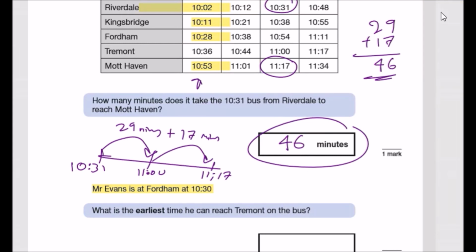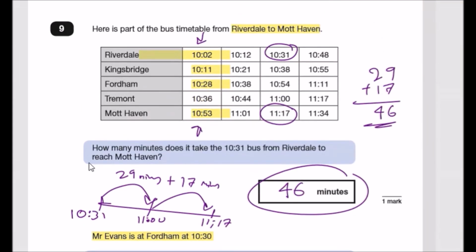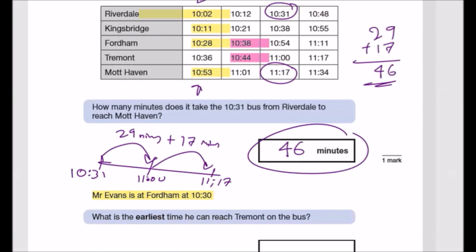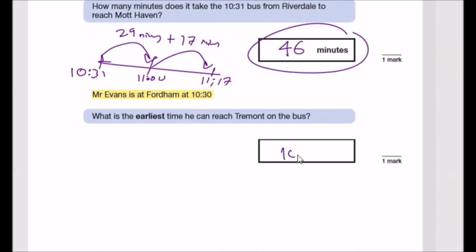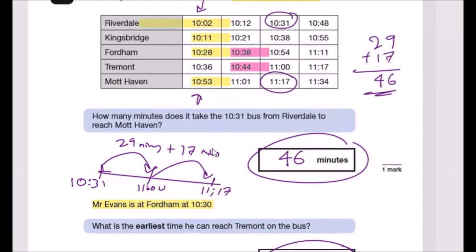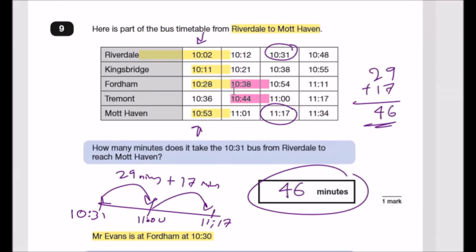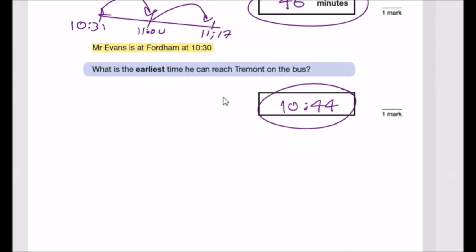Let's have a look. So if he's at 10:30, means he has to catch the 10:38 bus. That means the earliest he can arrive seems to be 10:44. Yep, seems okay to me. So you always pick the earliest. So if it's 10:30, you can't go back in time. You have to go the next earliest, which is that bus to arrive at this time. Okay, good stuff.